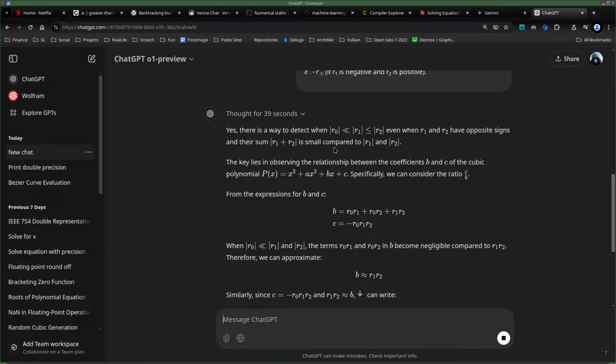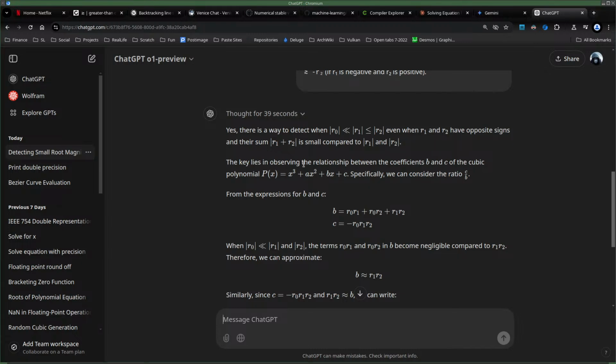Yes, there is a way to detect when the absolute value of R0 is much less than R1, which is less than or equal to the absolute value of R2, even when R1 and R2 have opposite signs, and their sum, R1 plus R2, has an absolute value that is small compared to both R1 and R2.